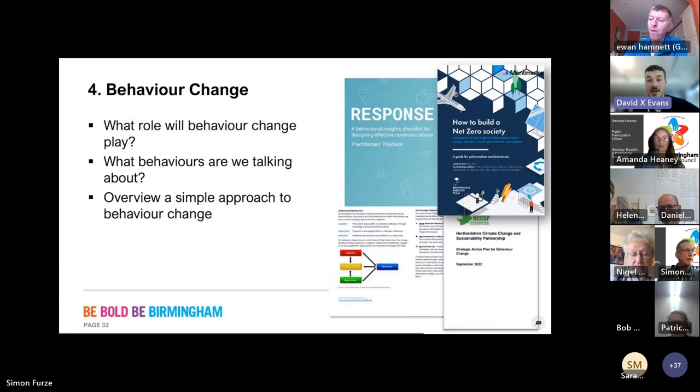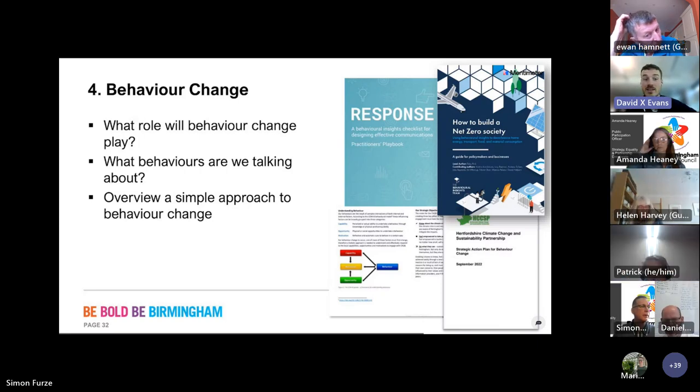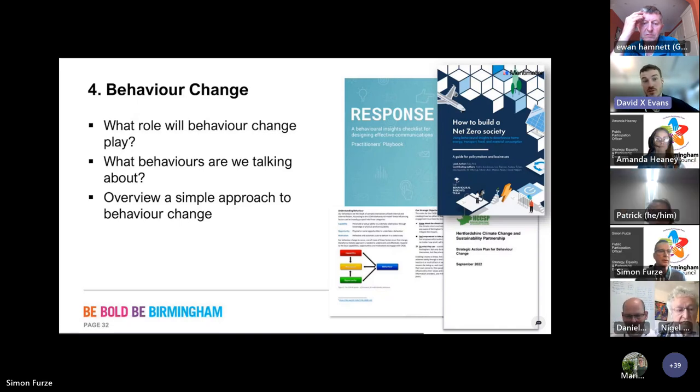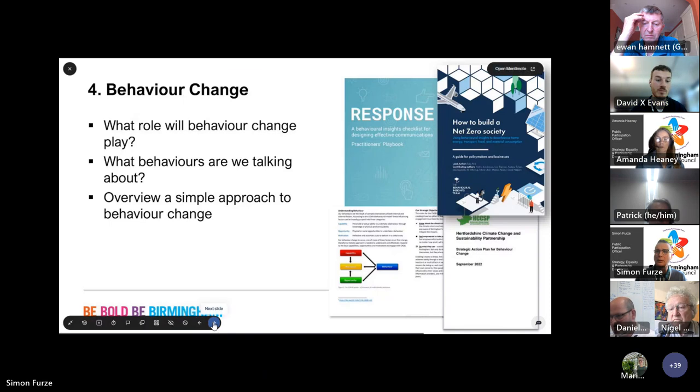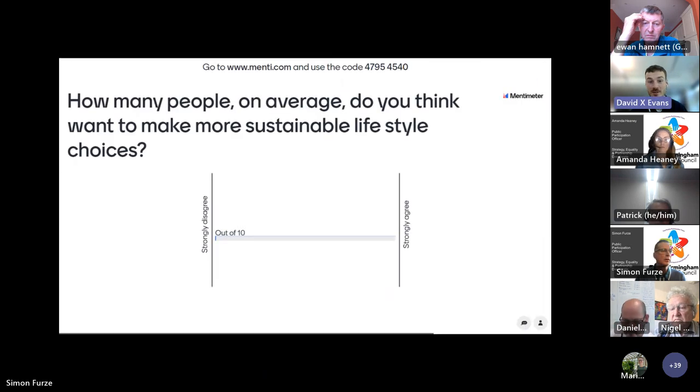Thanks, Simon. So I'll just jump onto the next section, which is behavior change. In this part of the strategy, we'll be talking about what role behavior change plays, what behaviors we are talking about, and how we should approach behavior change. Just to kick off, we'll jump to the next slide. We've got another Mentimeter. I'd really love to know what people think: how many people out of 10 on average want to make more sustainable choices in their life?